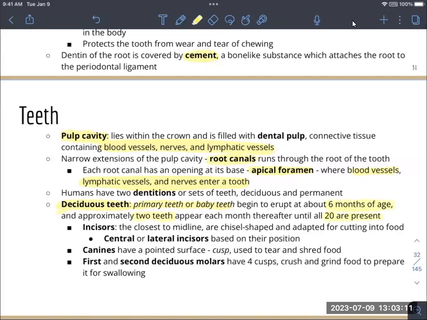These deciduous or baby teeth, we have incisors. Incisors are the teeth in the front. They have that thin kind of chisel cut to them. They're made for cutting into food, so taking bites of something. We have the central and then the lateral, the two in the middle and then the ones on each side. The canines, those are those pointy teeth. They are used for tearing and shredding of food. And then we get their first and second deciduous molars. They're for grinding up food and crushing food so we can swallow it down.